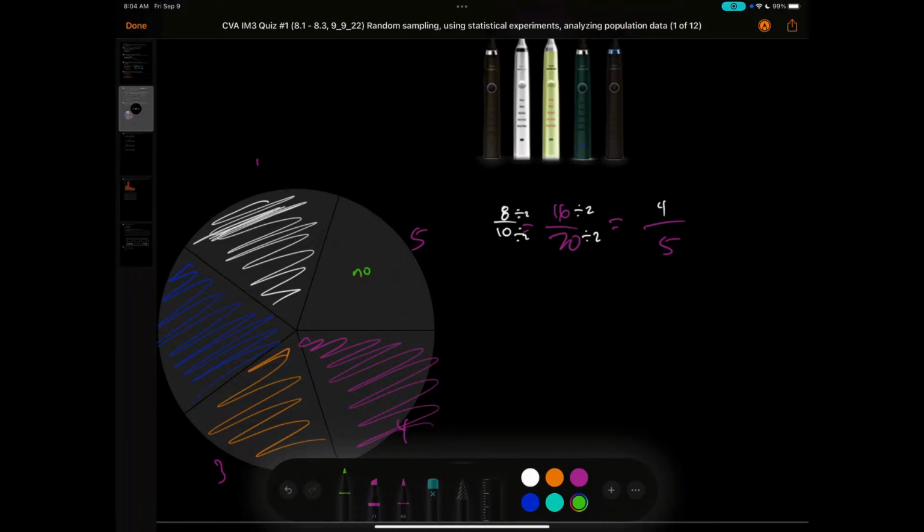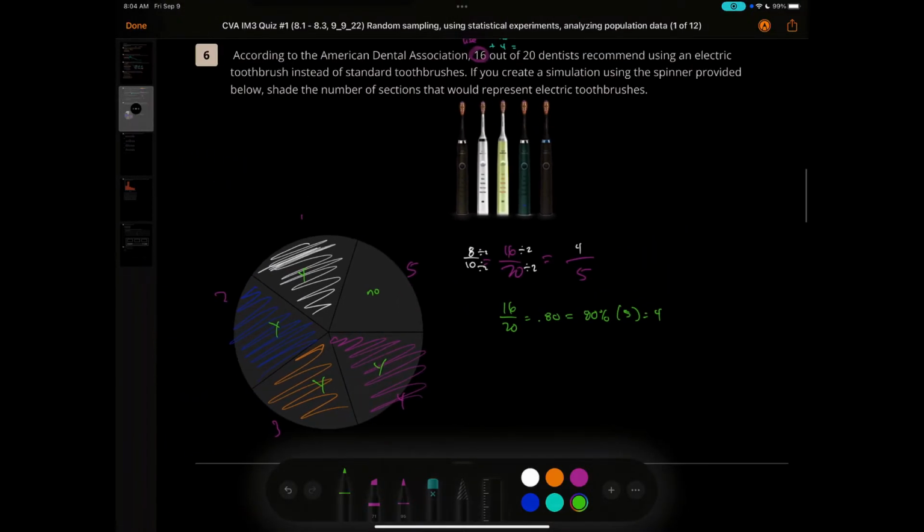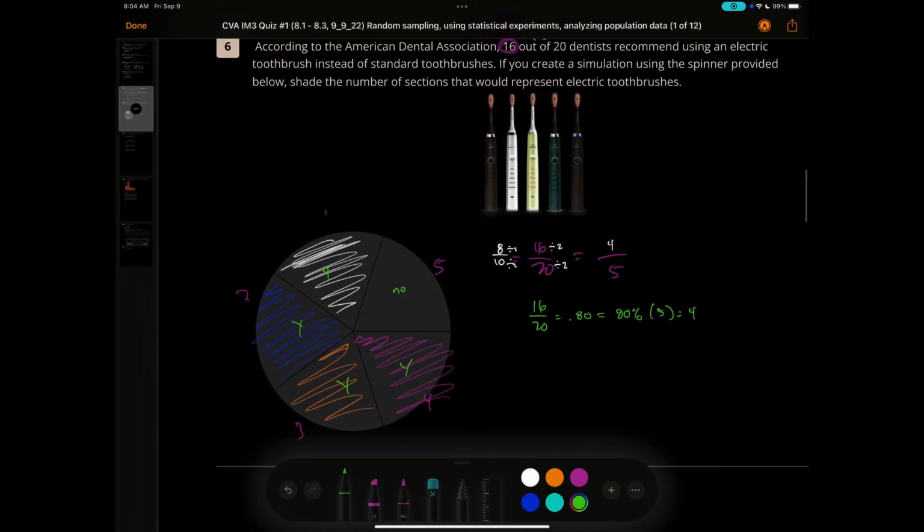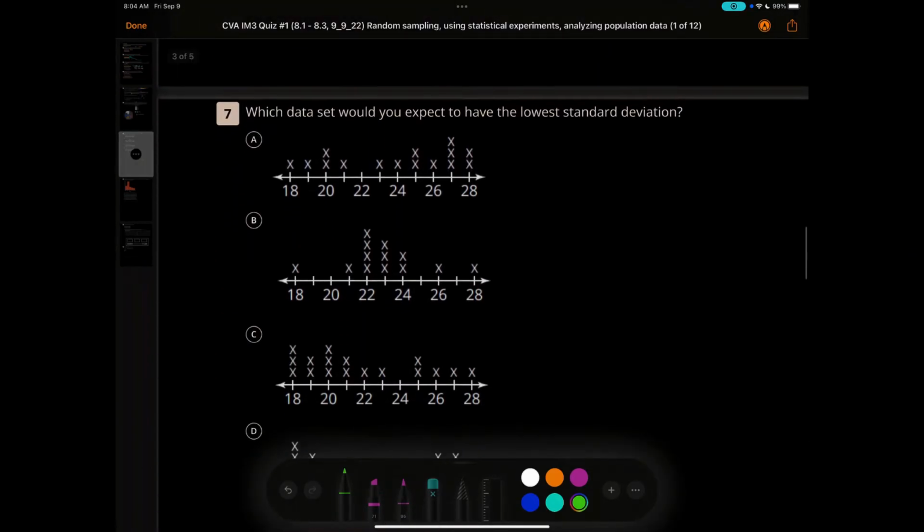So if the spinner lands on that section, that is a no section, that would be 1 out of 5, 20%. If it lands on the colored sections, that would be a yes, the dentist does recommend it. And again, you can always just change that to a decimal and recognize that the recommendation is 80%. 80% times 5 sections, total sections is 4 sections shaded.